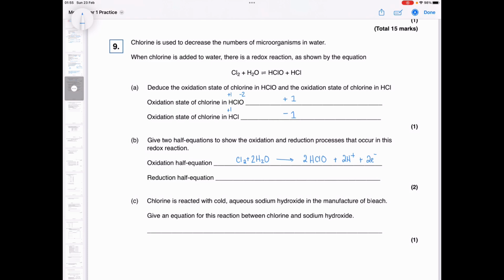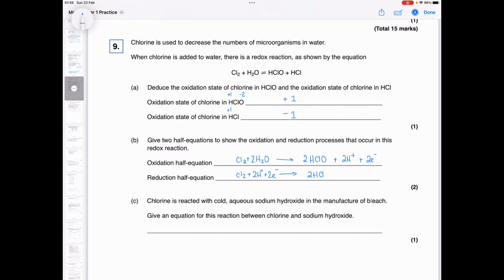For the reduction half equation, we've got Cl2, and this time it's going to 2HCl. And so we just need to use electrons and hydrogen ions to balance this. So the 2 hydrogens on the right hand side become 2H+. And this time the chlorine's gone from 0 to -1, so it must have gained 2 electrons.